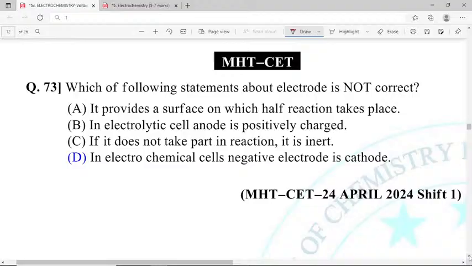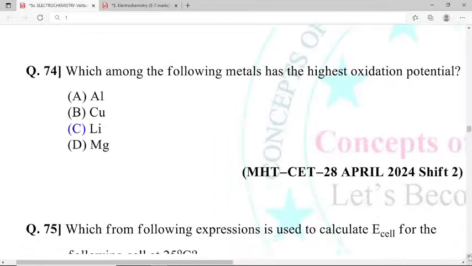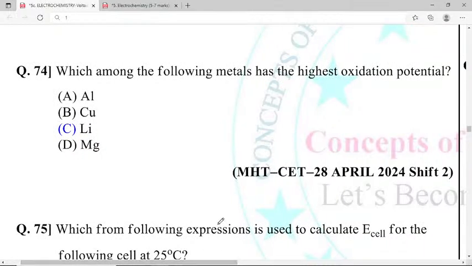73. Which of the following statements about an electrode is not correct? It provides a surface on which the half reaction takes place. In an electrolytic cell, the anode is positive, correct. It does not take part in the reaction, inert. In an electrochemical cell, the negative electrode is the cathode. No, it is the anode. Not correct. Next, which among the following has the highest oxidation potential? Lithium has the highest oxidation potential.